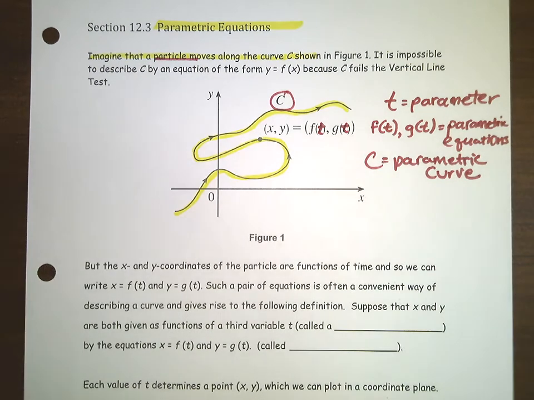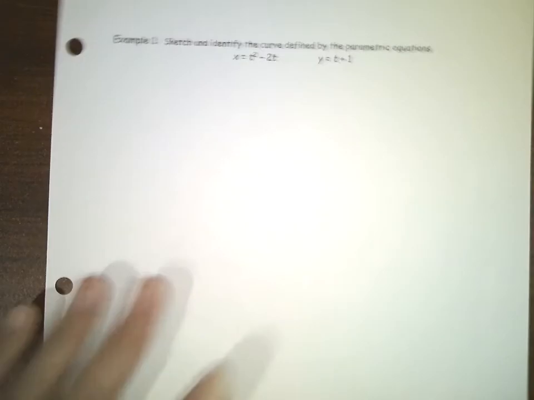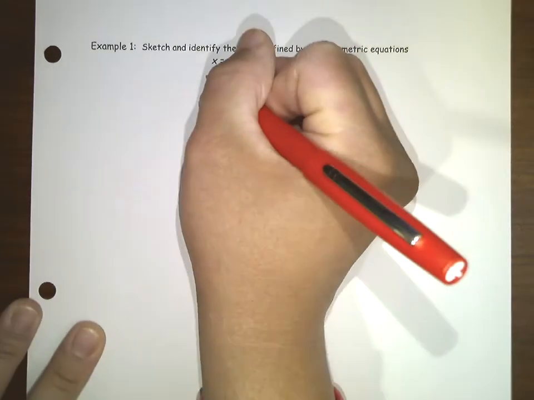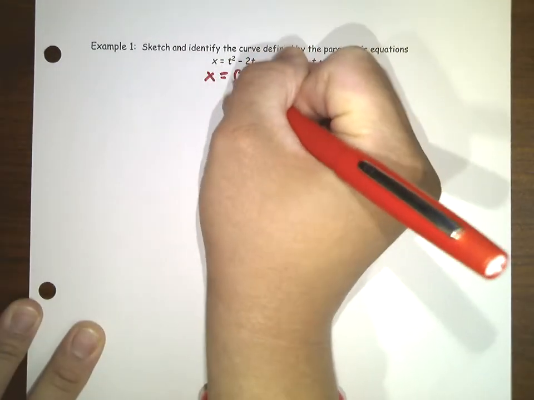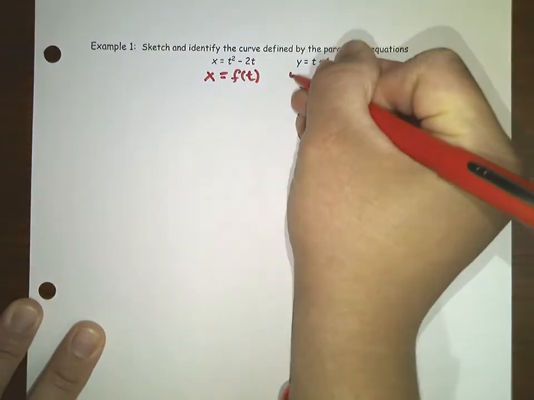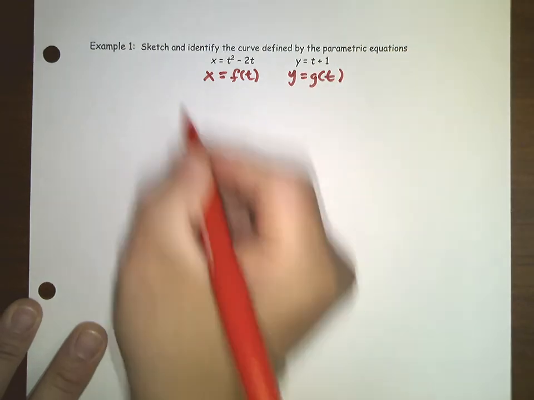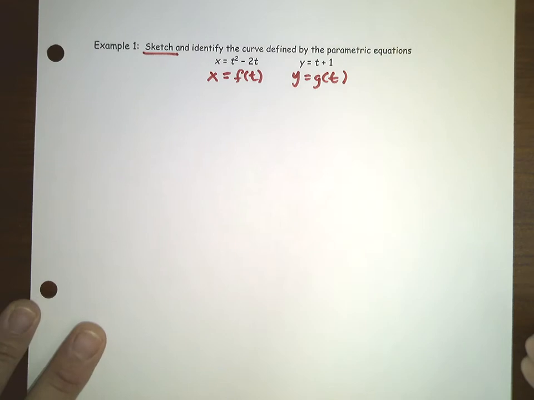Now let's look at an example. Let's sketch and identify the curve defined by these parametric equations. x equals t squared minus 2t, and y is equal to t plus 1. Think of x as f of t, and y as g of t. Let's go ahead and sketch the curve here.